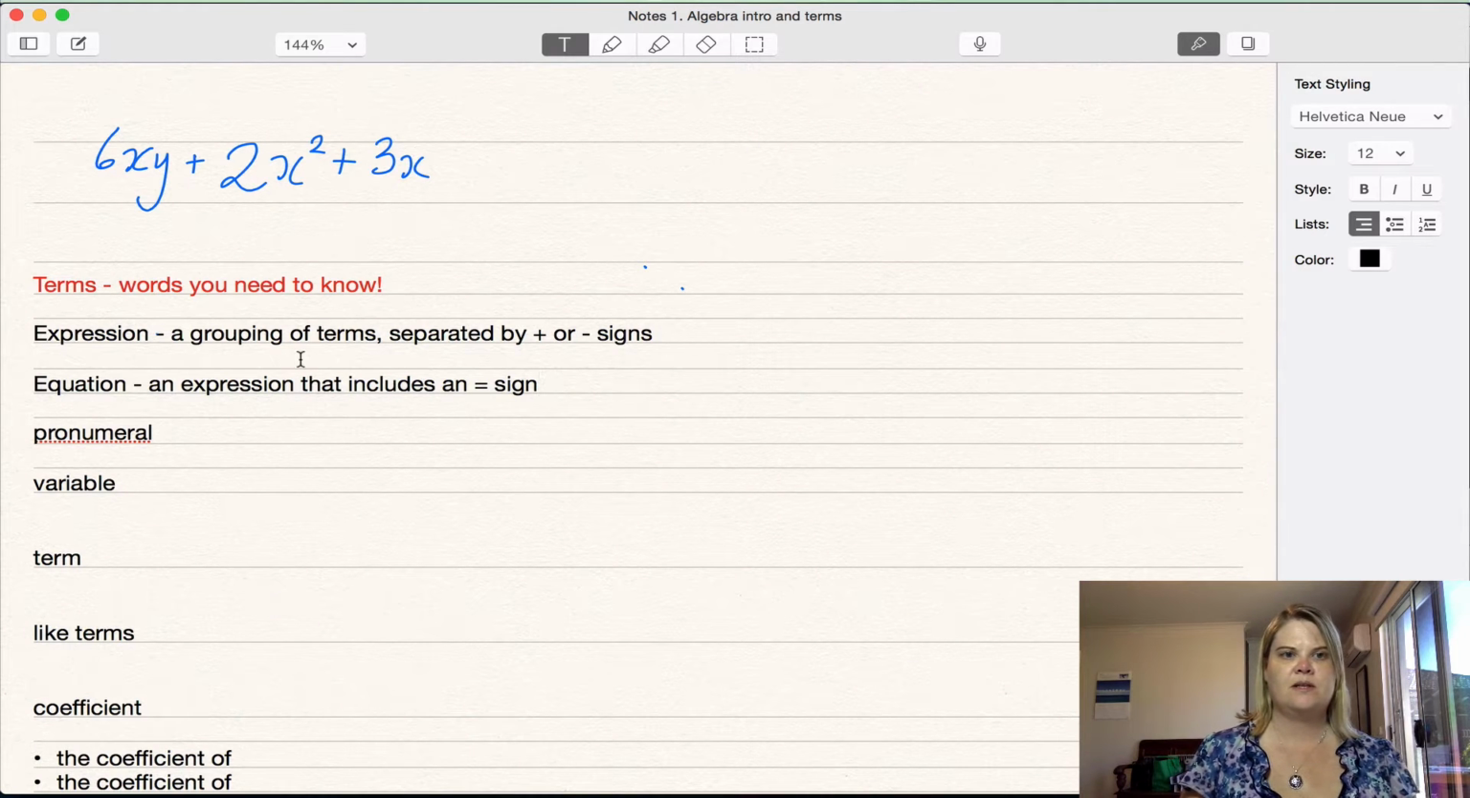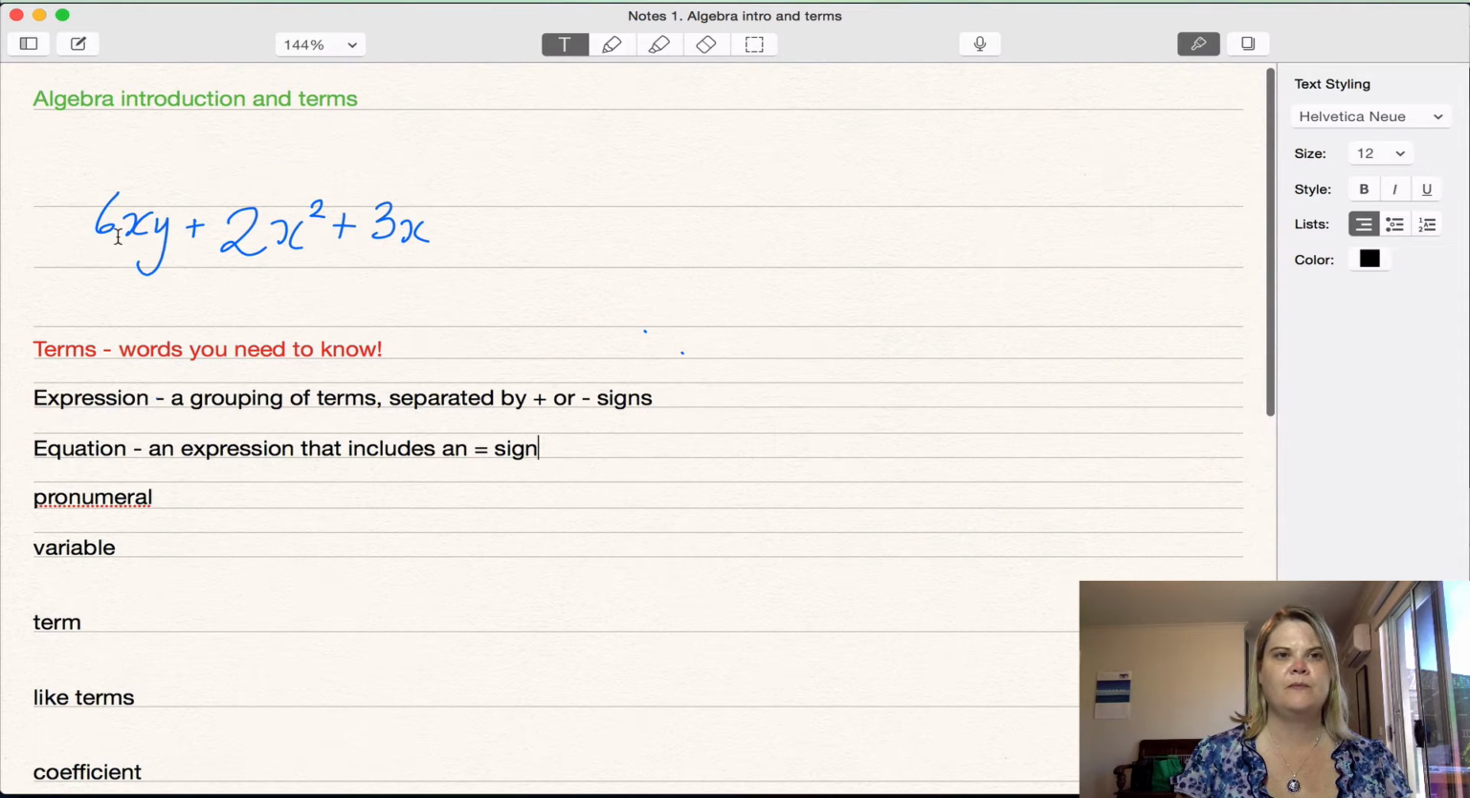The first term is an expression, which is a grouping of terms. We've got a grouping of different terms here. And an expression is when they're all grouped together, separated by plus or minus signs. So this whole thing in our example, this whole example is an expression.